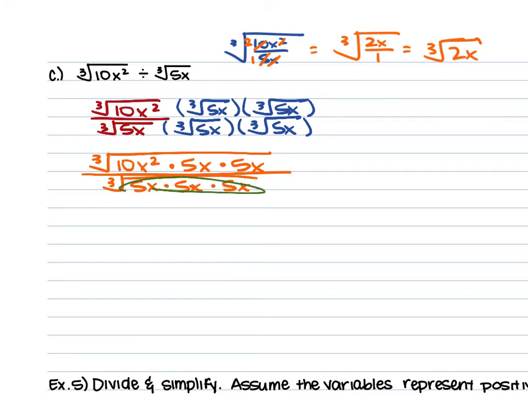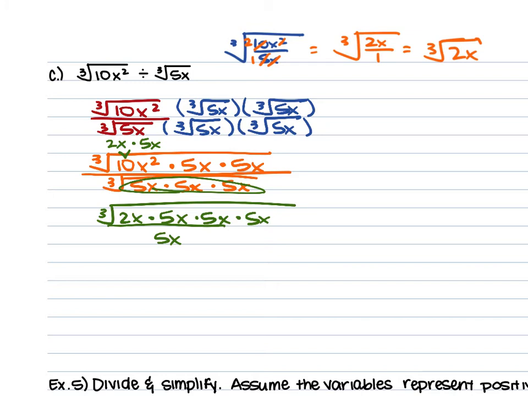In the denominator, those 5x's group up, so you just have the 5x. In the numerator, that 10x squared is the same thing as saying 2x times 5x, which when you do this, you would write the cube root of 2x times 5x times 5x times 5x. Your 5x's group up. So this is 5x times the cube root of 2x all over 5x. Those 5x's cancel, so we're just left with the cube root of 2x.